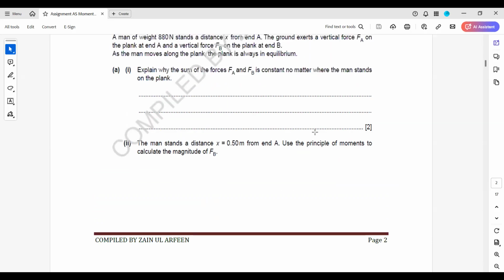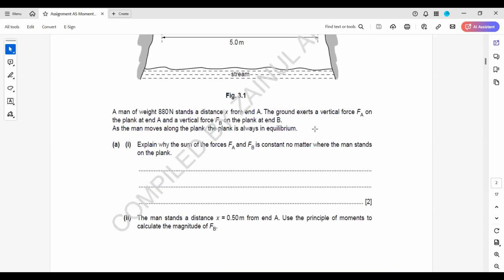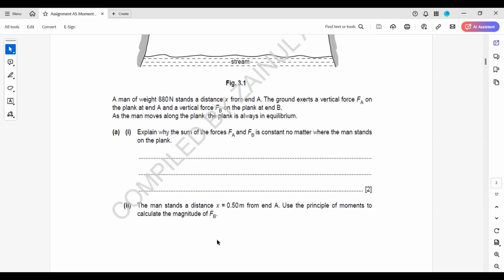The man stands at a distance x, which is 0.5 meters. Use the principle of moments. Calculate the magnitude.